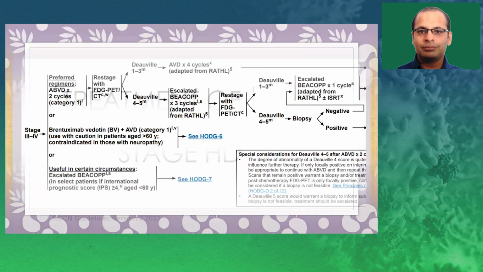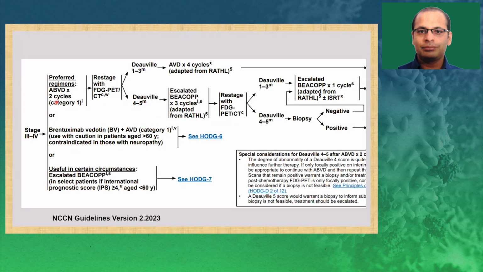What do we do for advanced stages? For stage 3 and 4, start with AVD. First option, very commonly used in our scenarios. If PET is negative, as per the RATHL trial, omit bleomycin and give 4 cycles. If PET is positive, give escalated BEACOPP for 3 cycles. If PET negative after that, give 1 more cycle, plus or minus radiotherapy. If PET is positive, biopsy.